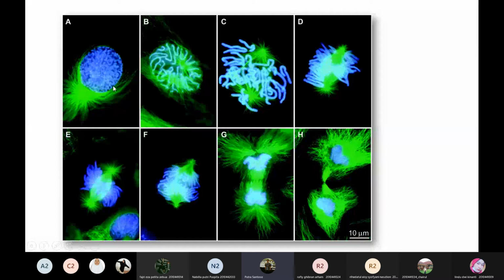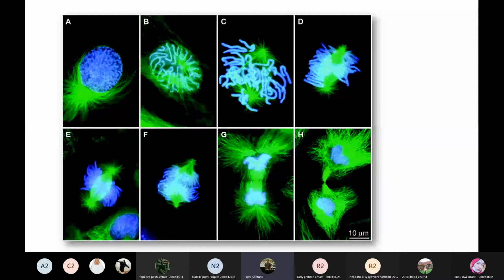So this is something you maybe have learned when you were in senior high school. You have learned about mitosis. So this is prophase, for example, and this is metaphase, and then this is telophase and the cytokinesis. So this is the image of cell divisions. Jadi ini adalah ilustrasi tentang pembelahan cells.